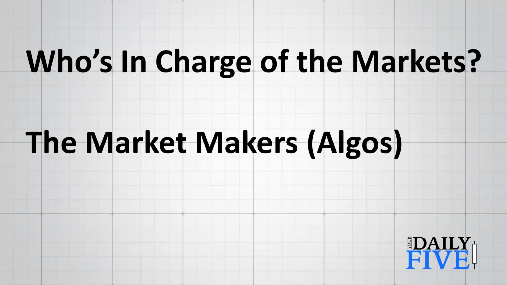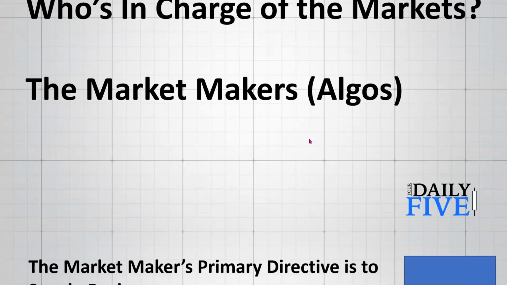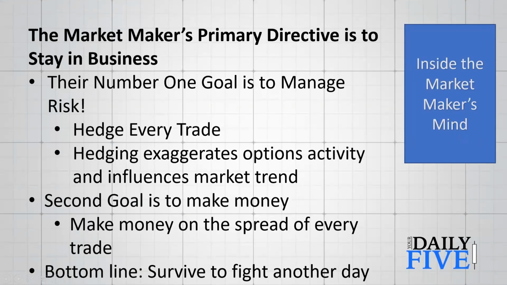First thing though, who's in charge of the market? This is a very important question to answer. Of course, the market makers are in charge, and that means that we have algos, computer programs that trade constantly. All right. So market makers' primary directive is to stay in business. The number one goal is to manage risk. And so what they do is they hedge every trade, okay? And so when they hedge, it exaggerates options activity and influences the market trend. That may be a little confusing, but I'm going to work you through it.